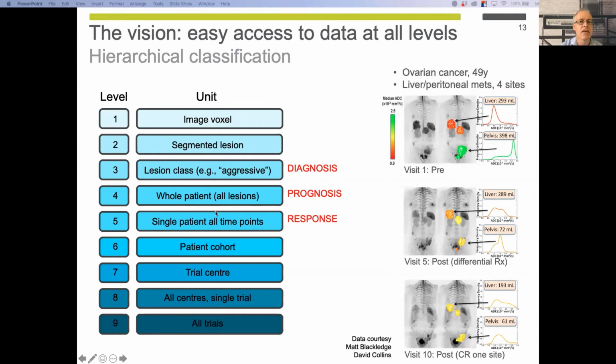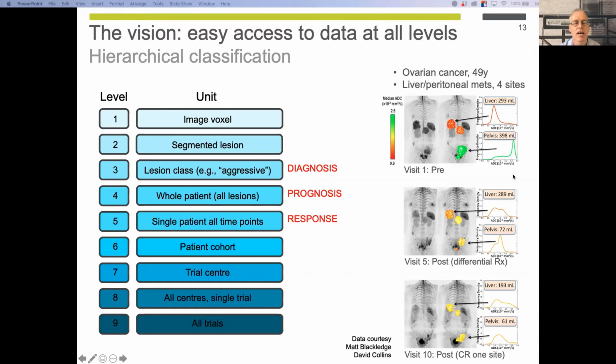Stepping up yet another level, we now add time as a dimension to the analysis. And this data from Dave Collins and Matt Blackledge shows the results of serial imaging on a 49-year-old woman with ovarian cancer and 4 large mets. So quantitative analysis of the sort that we saw earlier shows that there are 2 distinct classes here coded as red and green. But what happens when we add the chemotherapy treatment?